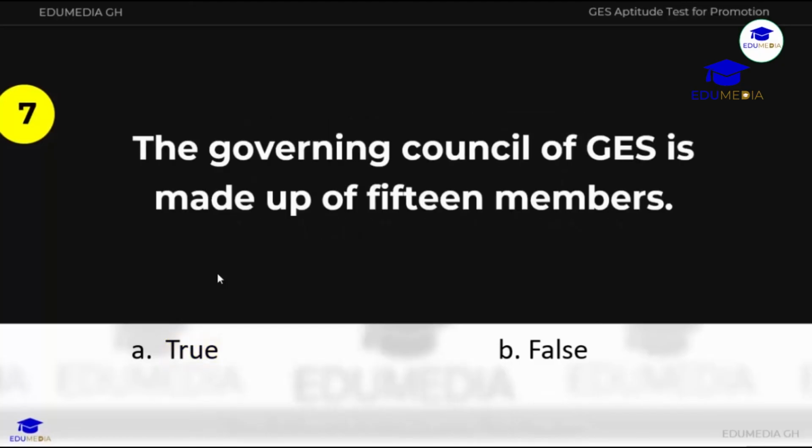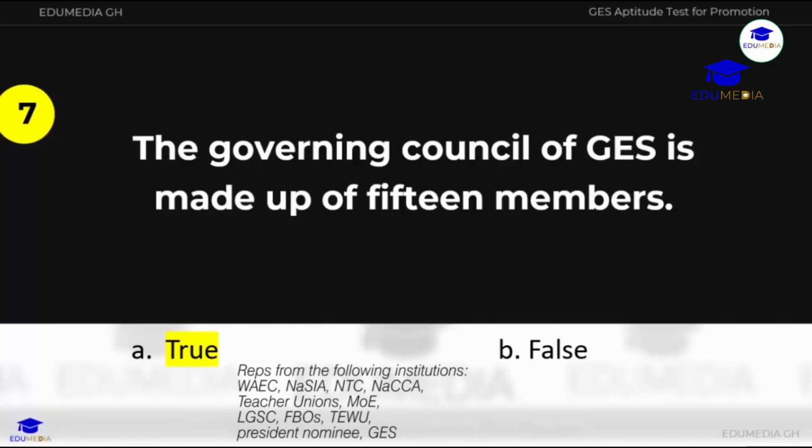Question number 7. The Governing Council of GES is made up of 15 members. The correct answer here is true. Now, the Governing Council of GES is actually made up of 15 members, and these members are taken from all different agencies. We have a member from the West African Examination, probably the head of the West African Examination in Ghana. Then we have the National Schools Inspectorate Authority. We have the National Teaching Council, and then we have officers from the National Council for Curriculum and Assessment.